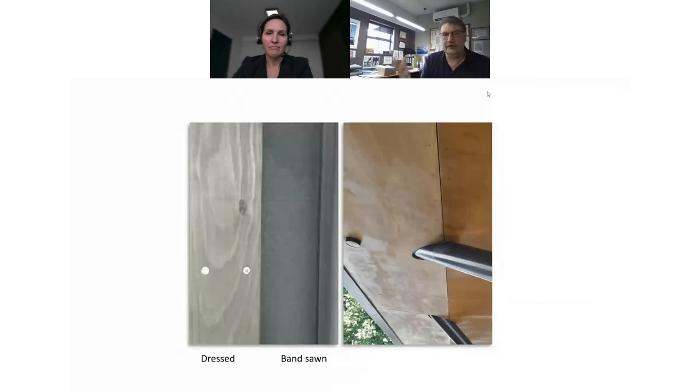And that just shows you the difference in the absorption. And if you absorb more, you're going to get more color on the surface. So you get that really fundamental difference in there. Dressed and bandsawn, I know it was a design feature, but expect it to look differently.